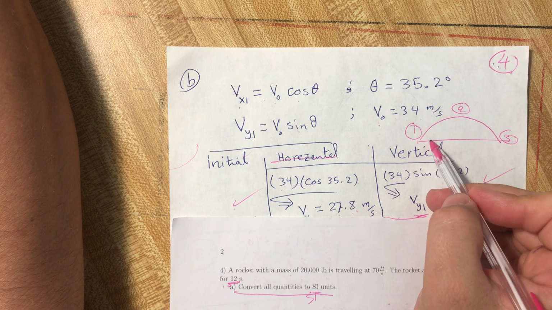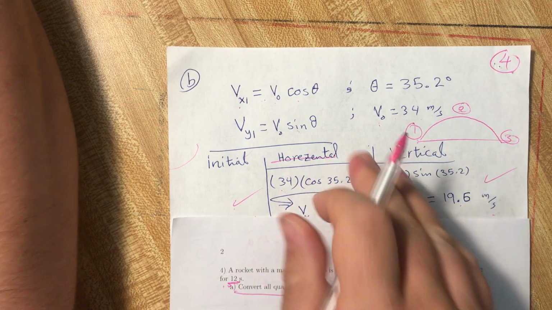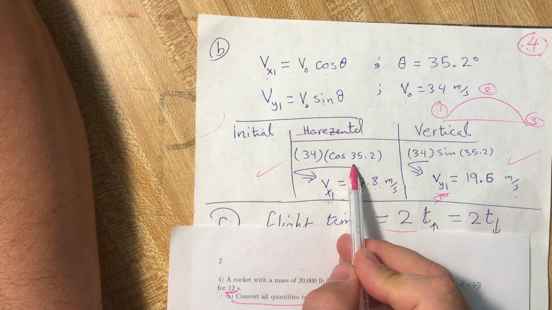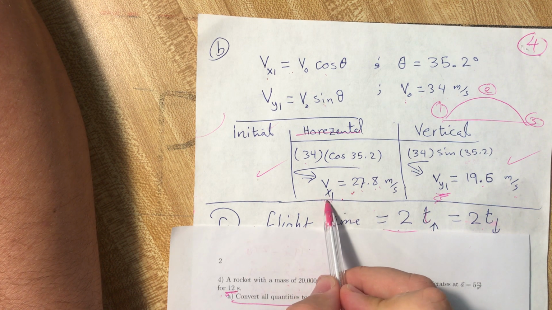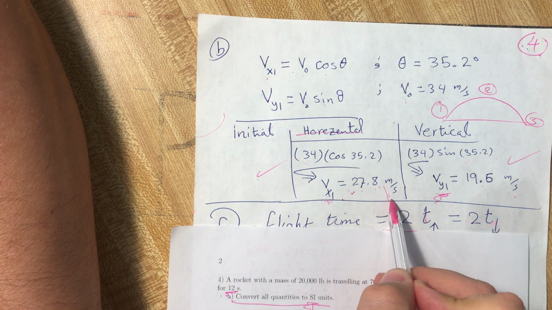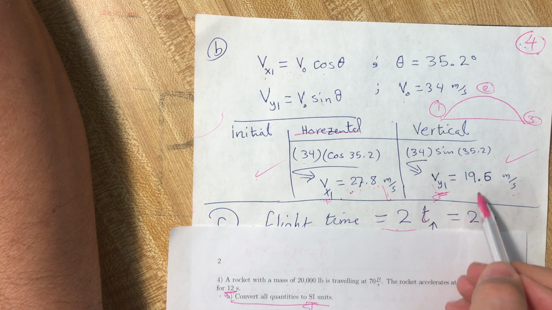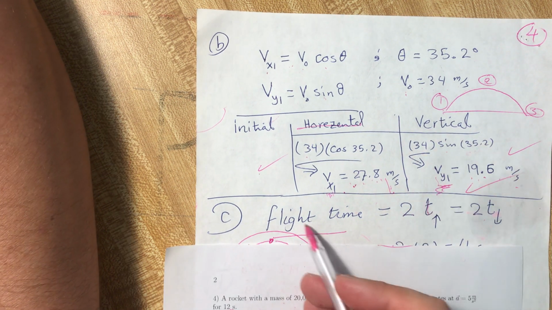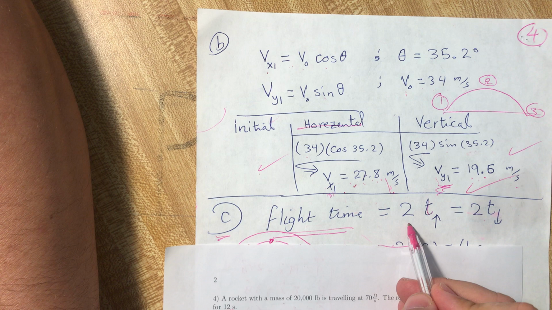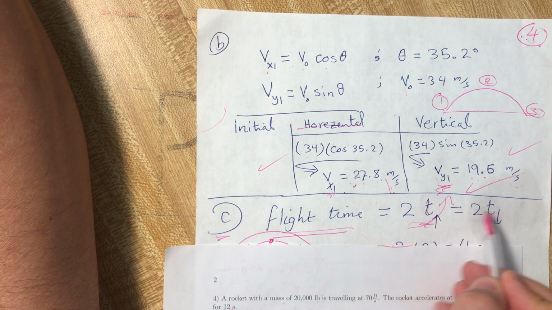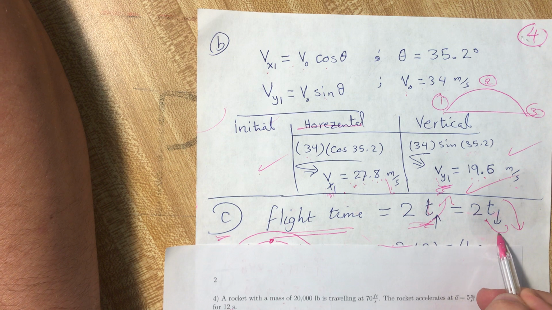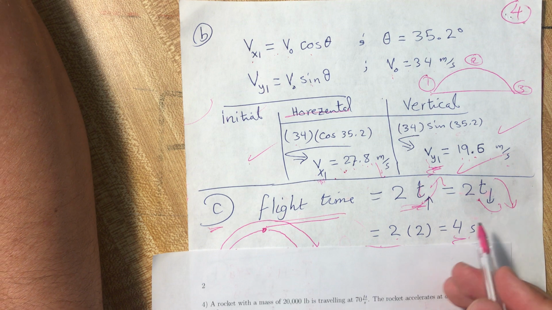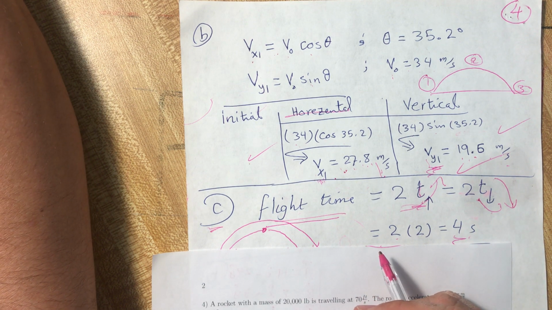This is projectile motion. We have point 1, point 2, point 3. Keep that in your mind. In the horizontal direction, V naught cosine theta, we find Vx at point 1 is equal to 27.8 meters per second. And Vy, which is V naught sine theta, is equal to 19.6 meters per second. So this is the vertical velocity. We need to find the flight time for part C, which is twice the going up time, or twice the falling down time, 2 times 2 is 4 seconds. That is because we don't have any air resistance.